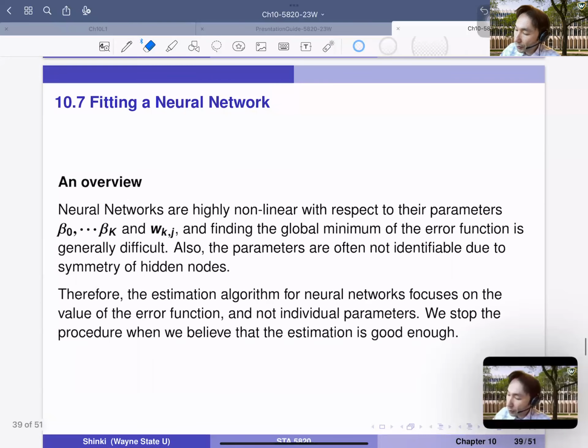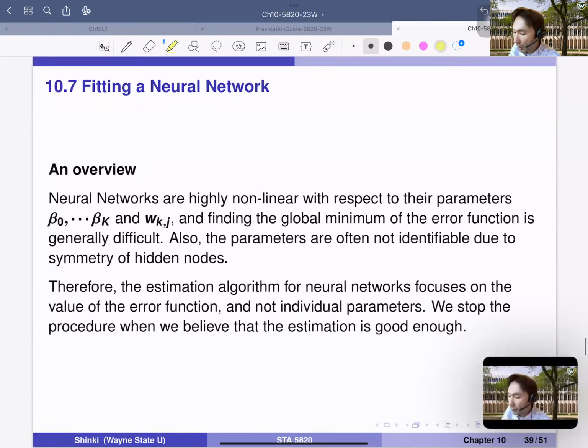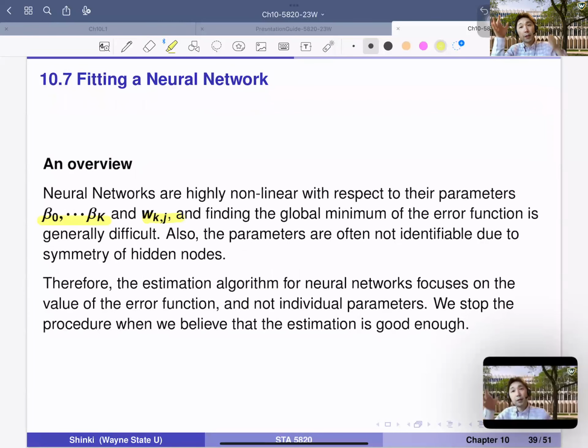Okay, so next, how to fit a neural network. We have parameters beta and W. So we have the parameters between the input and nodes, and between the nodes and output, and between nodes. So how do we estimate the parameters? You can imagine that this is a very nonlinear problem, because the relationship between nodes and input is basically the logistic curve, or a somewhat complicated curve. And between nodes, if we have two layers of nodes, the relationship between nodes is also nonlinear. So it's a very complicated function.